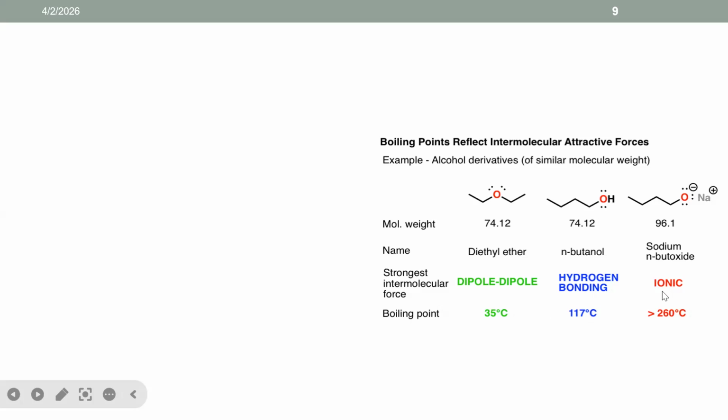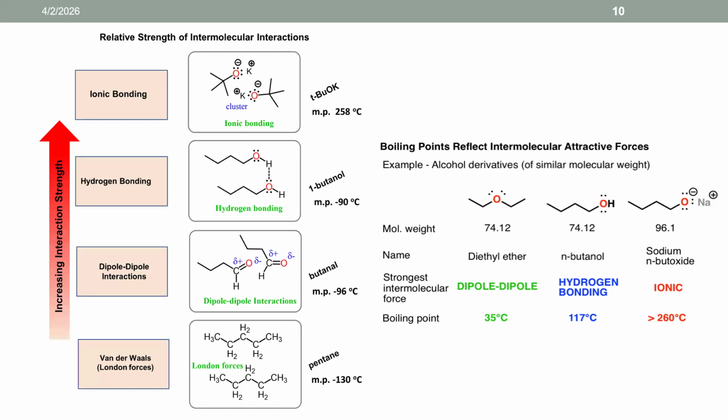And ionic forces are much higher as compared to hydrogen bonding. That is why its boiling point is greater than 260 degrees centigrade. This compound is called sodium n-butoxide, and this is actually ionic in nature. You can also see this same trend in the melting point. Those molecules which contain ionic bonding have the highest melting point, and those which contain hydrogen bonding have a lower melting point than the ionic one, and a greater melting point than those which do not have hydrogen bonding.